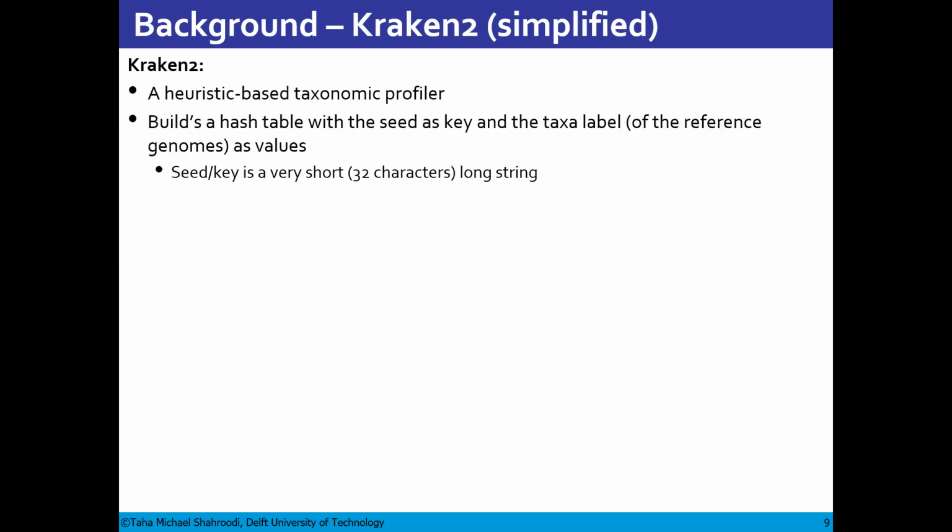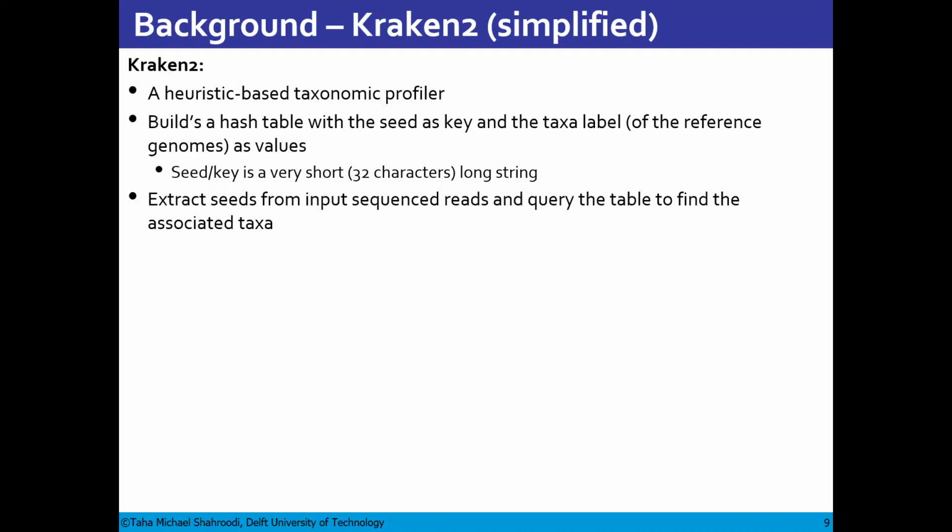In Kraken 2, one first builds a hash table with seeds as keys and taxon labels as values. A quick background: in genomics, seeds or k-mers are widely referred to as short strings, 32 characters max. You can think of taxon labels as the species of references to which the seed belongs. In Kraken 2, these labels are usually called LCA, standing for lowest common ancestor in the tree structure of taxonomic rank.